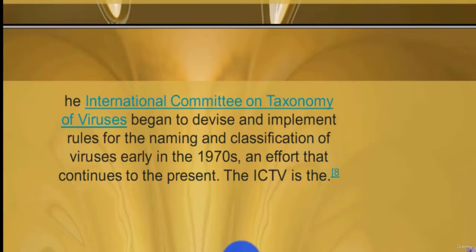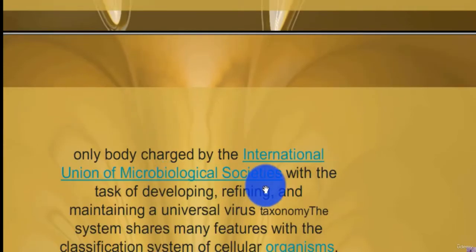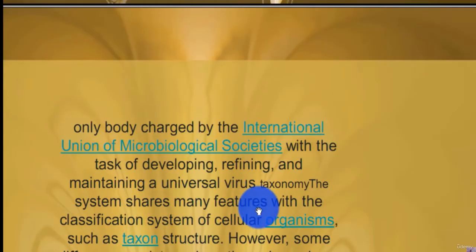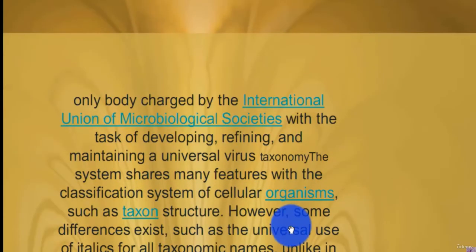The International Committee on Taxonomy of Viruses began to devise and implement rules for the naming and classification of viruses early in the 1970s, and is a union of microbiological societies with the task of developing, refining, and maintaining a universal virus taxonomy. The system shares many features with the classification system of cellular organisms, such as taxon structure.